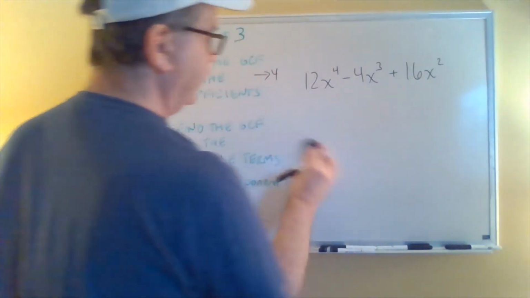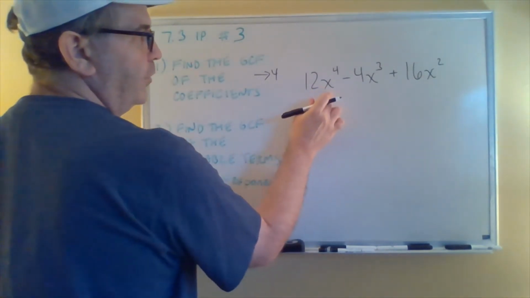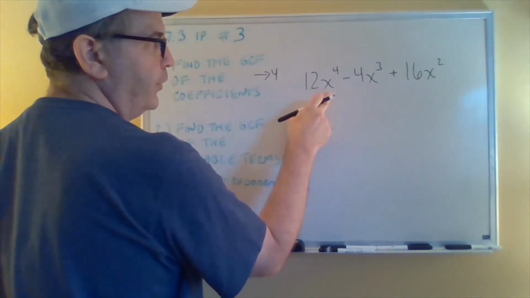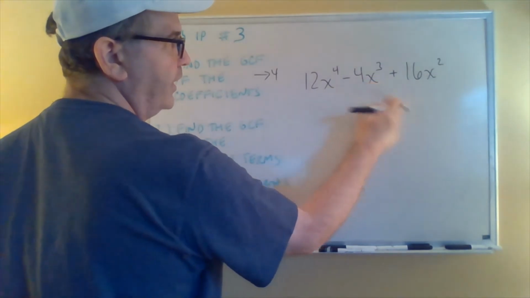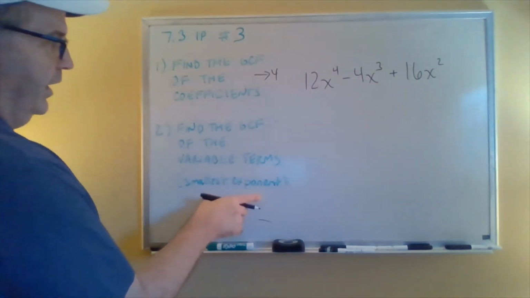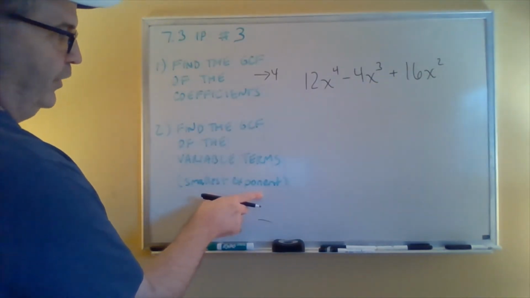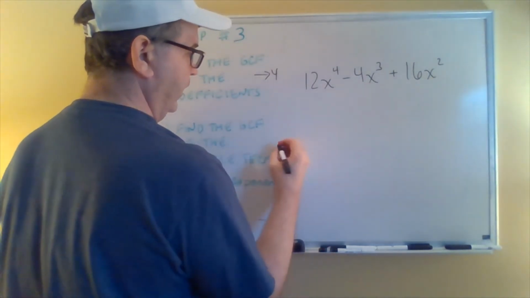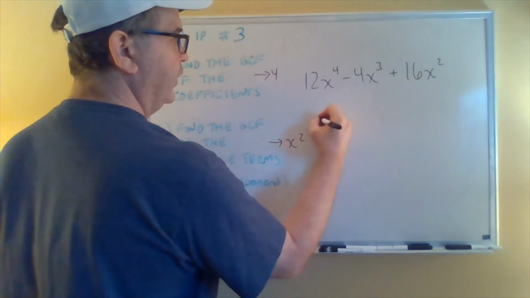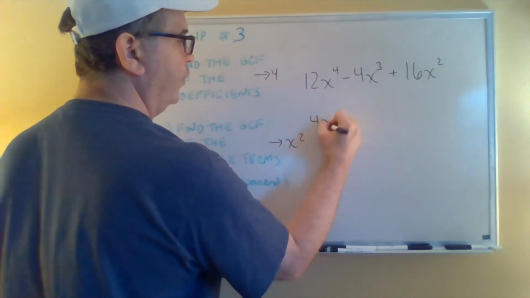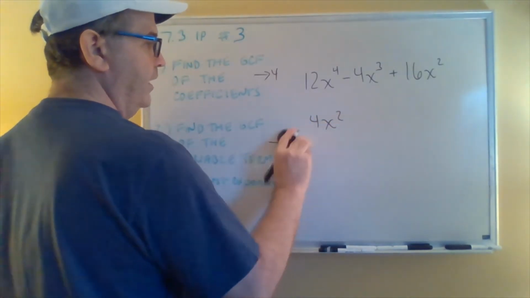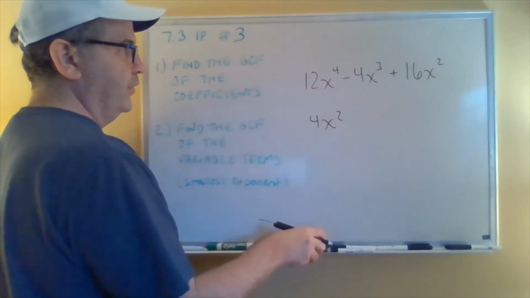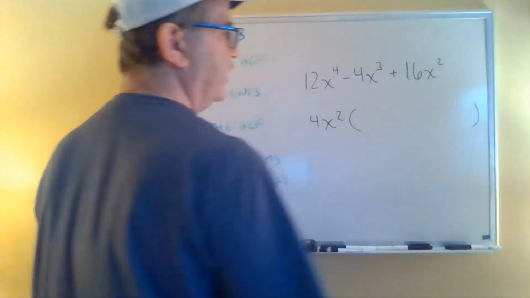Now we look to our variables, and we have a variable term of x. Is it present in all 3 terms? Yep, we've got x to the 4th, x cubed, and x squared. And when we're talking about the greatest common factor with variable terms, we're looking for the smallest exponent, which would be that one right there, x squared. So we know our greatest common factor is going to be 4x squared. And that's what we're going to pull out of this expression right here. So we'll set up our parentheses.